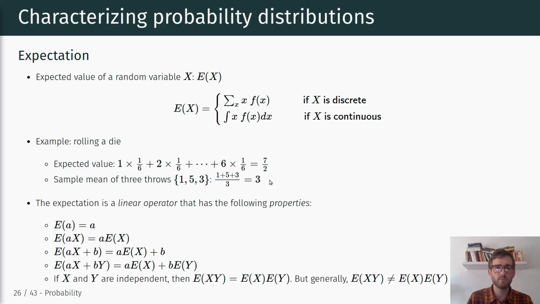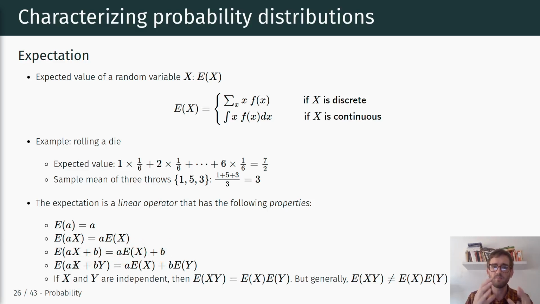There are a couple of important properties of the expectation. One thing to keep in mind is that the expectation is a linear operator, and as a linear operator, it has a couple of important properties. So first, the expectation of a constant is just equal to the constant. If we multiply a random variable by a constant, then that is equal to the constant times the expectation. So we can pull out the constant in front of the expectation. Same with the sum. If we add a constant, we can pull this out as well.